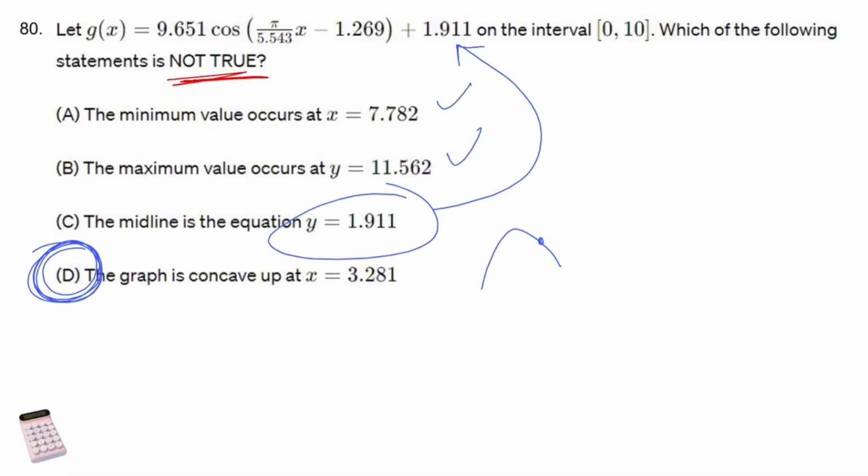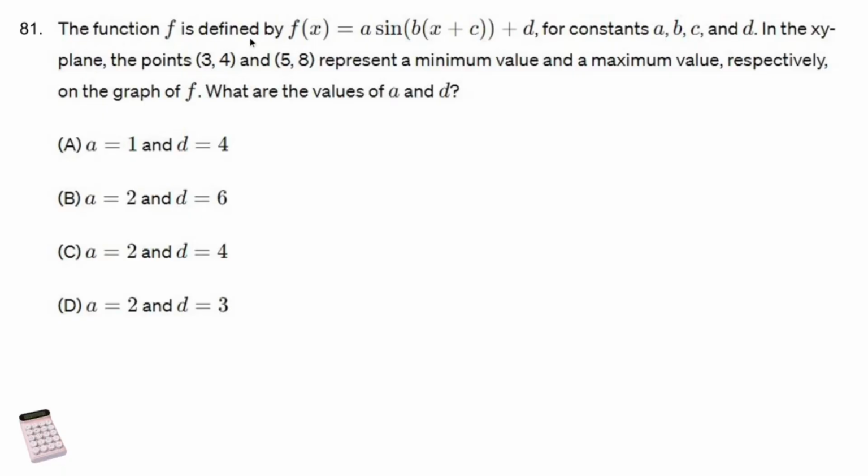The function f is defined by f of x equals a sine of (bx plus c), plus d. This is the typical sinusoidal function where you have amplitude, frequency, horizontal shift, and vertical shift for constants a, b, c, d. In the xy plane, the points (3, 4) and (5, 8) represent a minimum value and a maximum value, respectively, on the graph of f. What are the values of a and d?